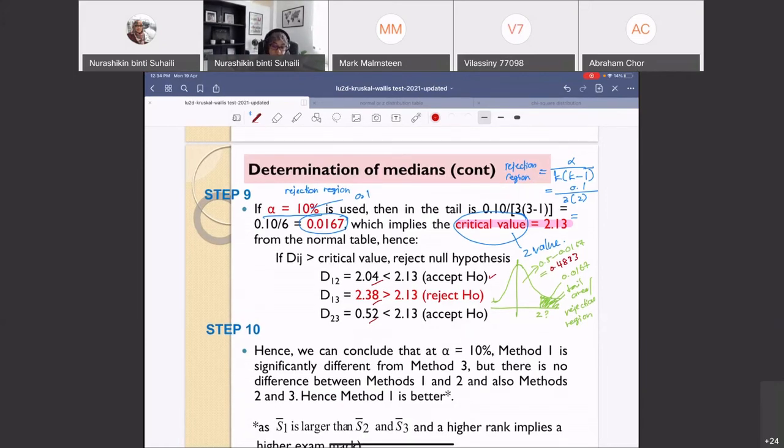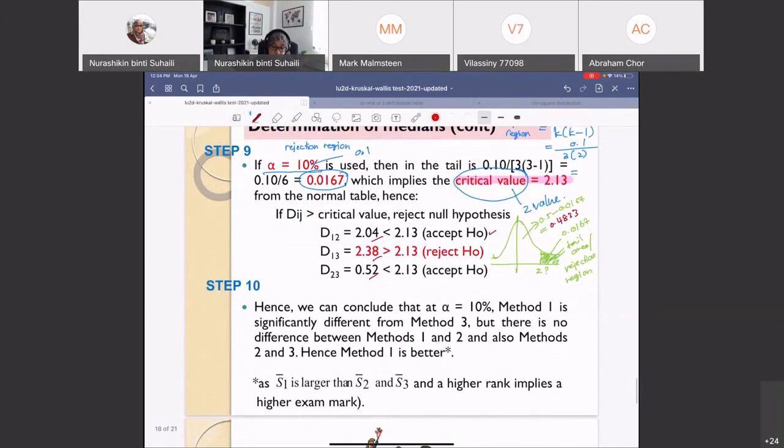Decision, not yet conclusion. So when you write the conclusion, you have to put it specifically. You should write it at alpha equal to whatever value you use. Let's say in this case it's 10%. You have to know that accept null means that there is no difference between sample one and sample two. But this is what the decision actually means.